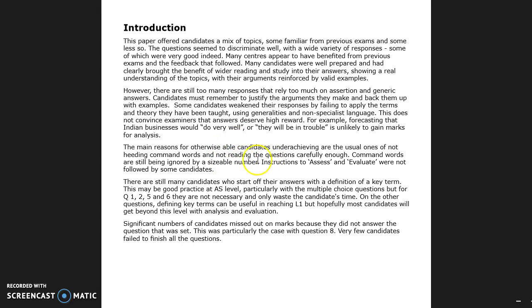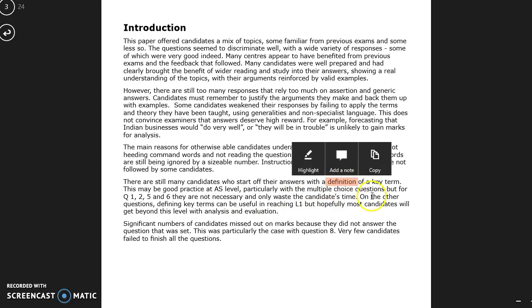Also, not hitting command words. People got confused between 8-mark analyze and 8-mark assess. We shouldn't be doing that at this stage. And a couple of you guys are still defining. Don't get confused between your AS structure and your A2 structure, please.